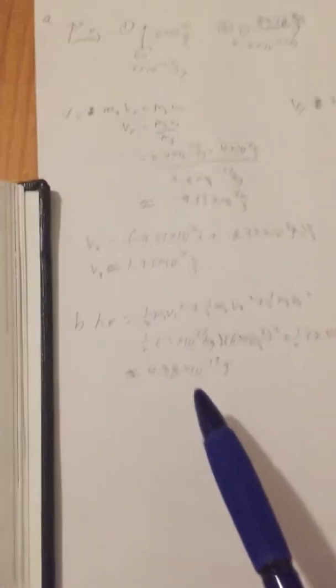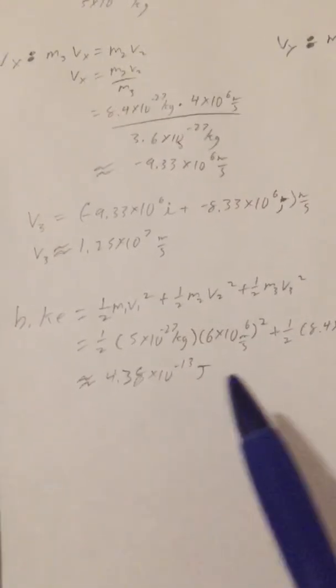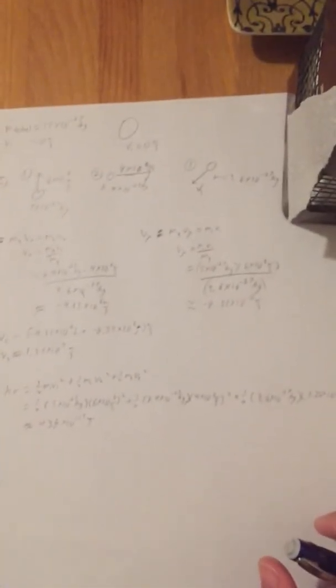It's a lot of work on that part. And you just get 4.38 times 10 to the negative 13 joules. And just a little overview. That's it.